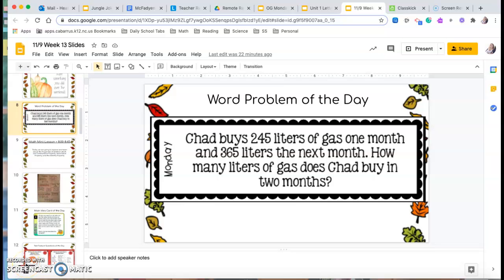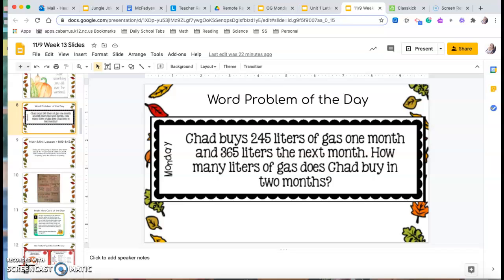All right, third graders, we're going to do some review. So here's our word problem of the day. I'm going to be reading it to you. You need your math notebook, so you might need to pause this in order to get it and open to a clean page. Or it doesn't even necessarily have to be a clean page, just a little section where you can do this problem. Chad buys 245 liters of gas 1 month and 365 liters the next month. How many liters of gas does Chad buy in 2 months?